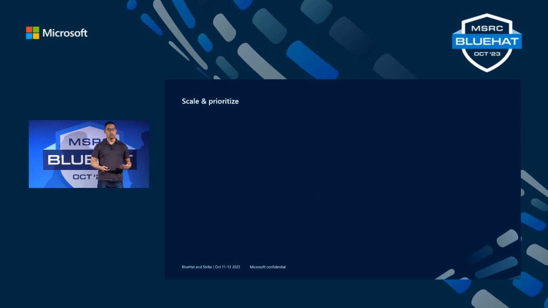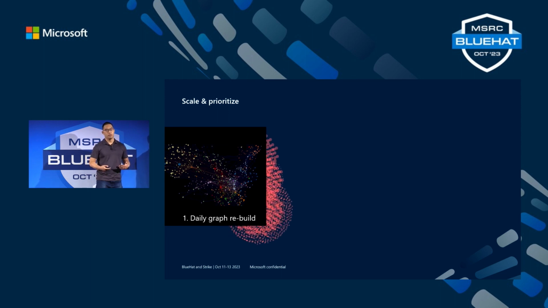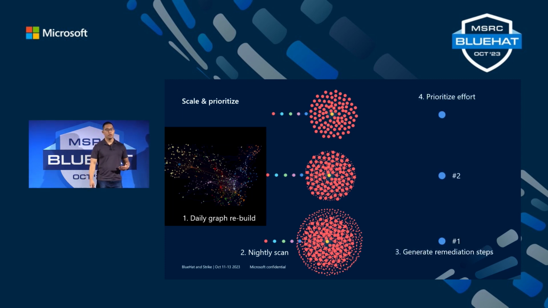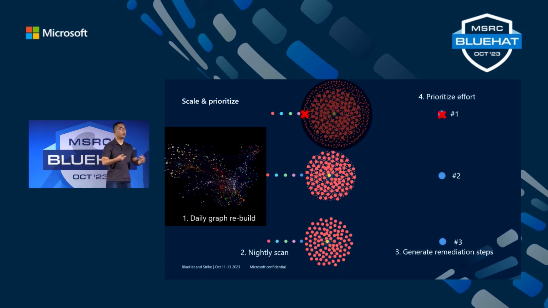When it comes to scaling this out, we have the graph database, and we want to keep the data fresh by rebuilding it every day. We find many different breach paths that are of varying scales of severity. And then we want to prioritize them. When we give it to the service owners, we don't want to give them all 10,000 at once. We want to say, this is the first thing you need to fix. This is why you need to fix it. And when they fix it, then we can start working on the second thing. And this is why you need to fix it.